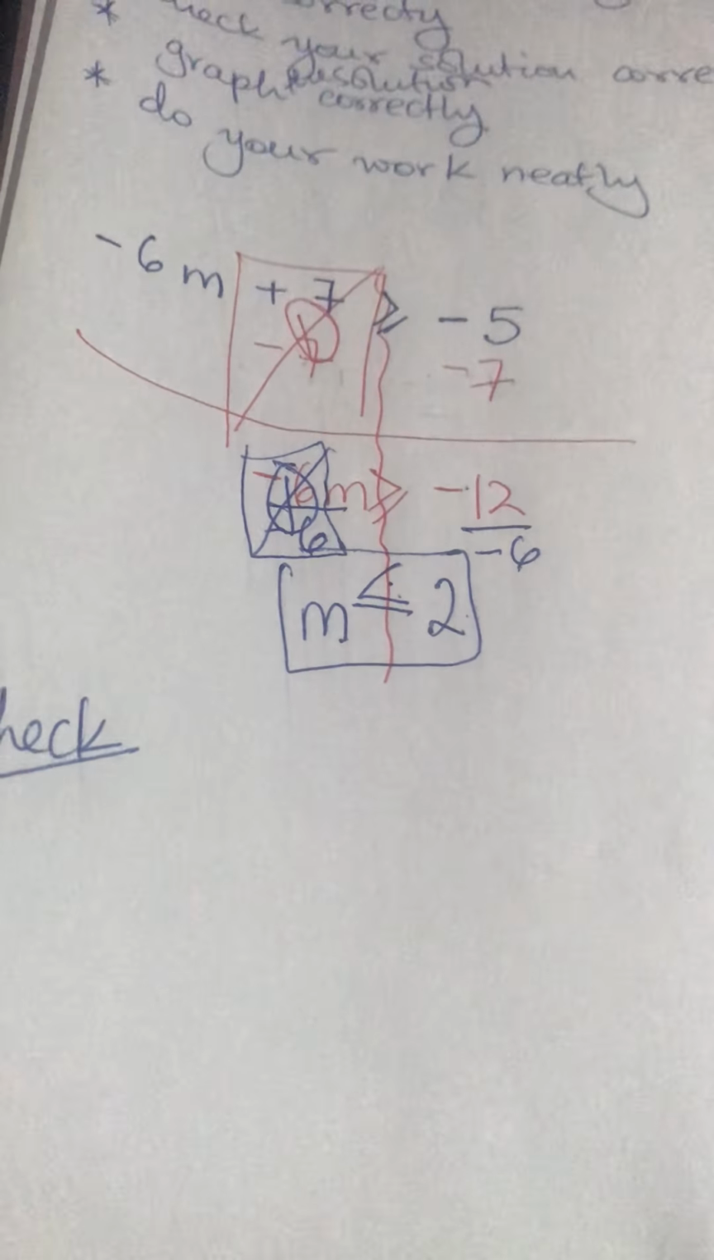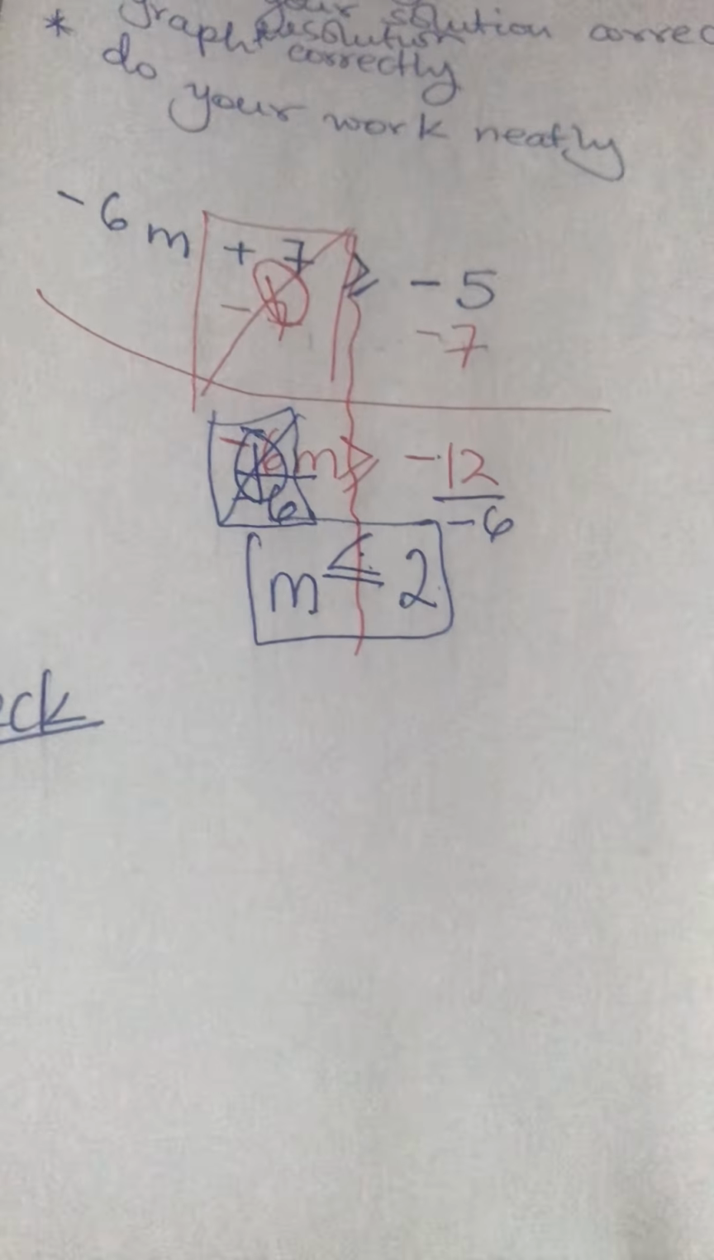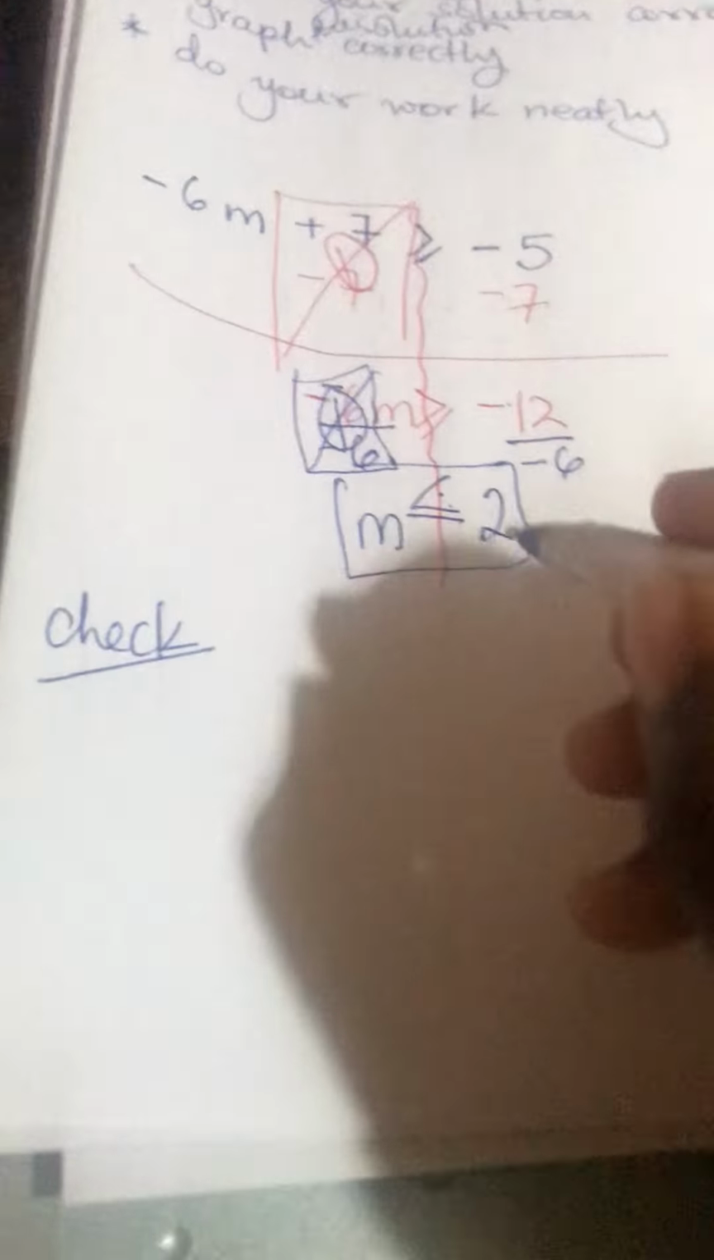So I have m because this becomes 1. And a negative divided by a negative is a positive. 12 divided by 6 is 2. And this is my solution. Then I will check. I will check with a number that is less than 2. So that is 1 or 0 or negative 1 or negative 2 or negative 3 or negative 4. So I will use negative 3.